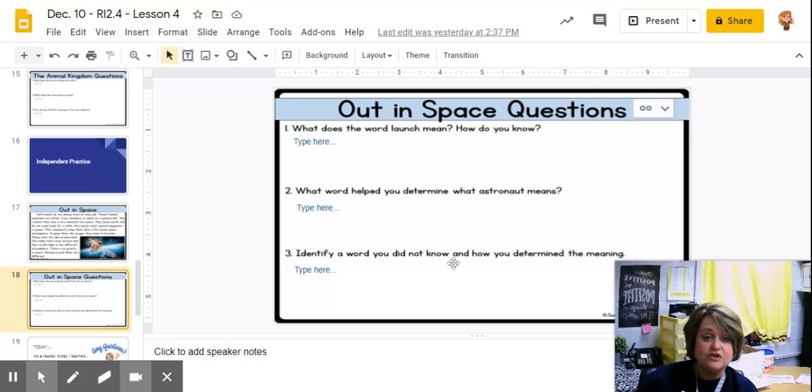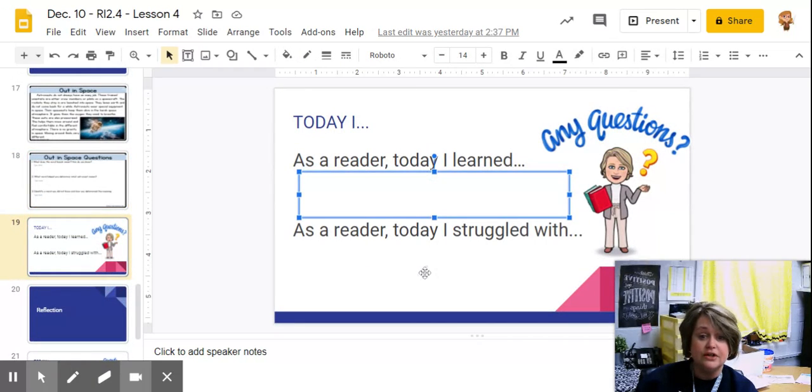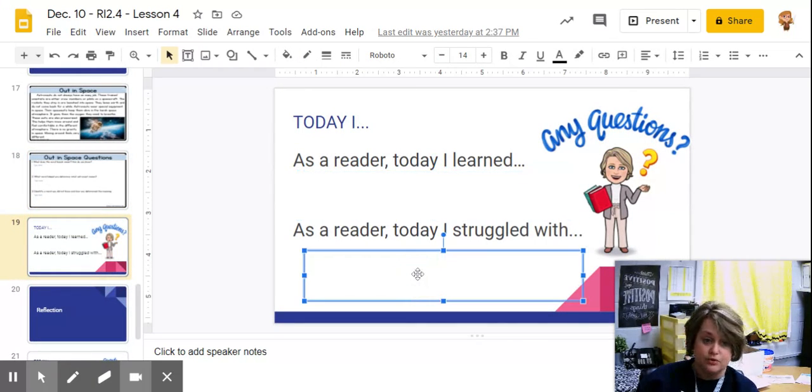Identify a word that you did not know and determine the meaning. So there are several words in here. Pick a word that you are unsure of, type that in. And then what did the sentence say? Or how did you figure out the meaning of the word? So that's what you're going to do for independent practice. And then as a reader today, what did you learn? And today, what did you struggle with?